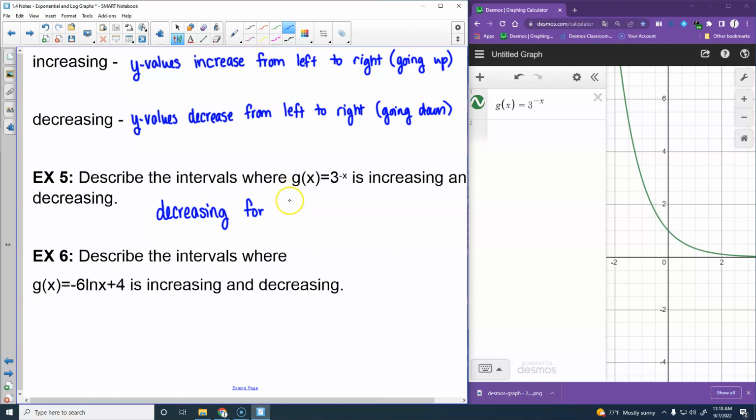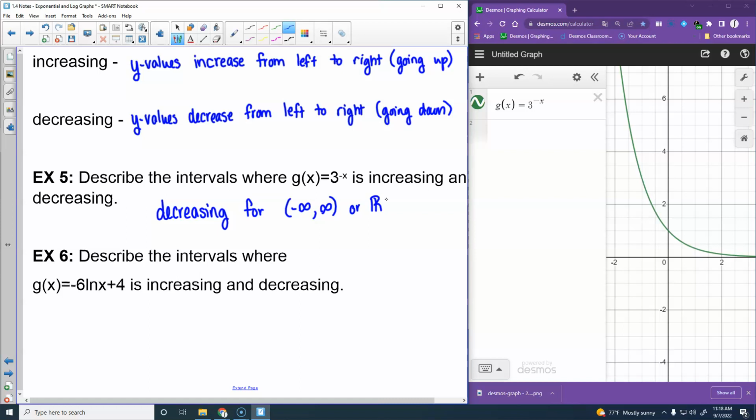Exponentials, their domain is always negative infinity to positive infinity. Even though maybe it looks like it might have a vertical asymptote there, if you check it out more in depth, it does not. So this is always decreasing for negative infinity to positive infinity, or you could use all real numbers for that. It does not increase at all, so we would not put anything for it increasing. Or if there is a blank for increasing, you just put none there.